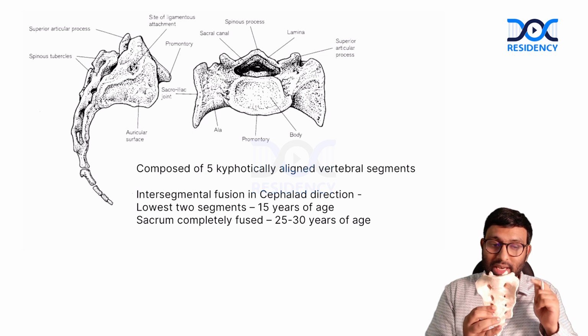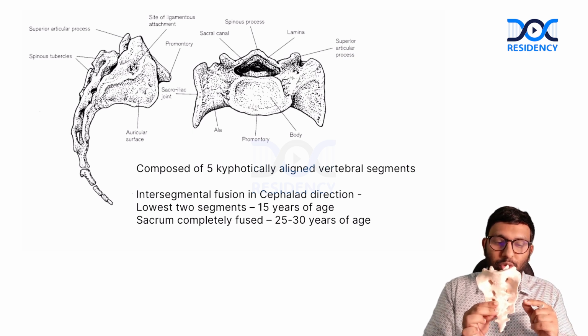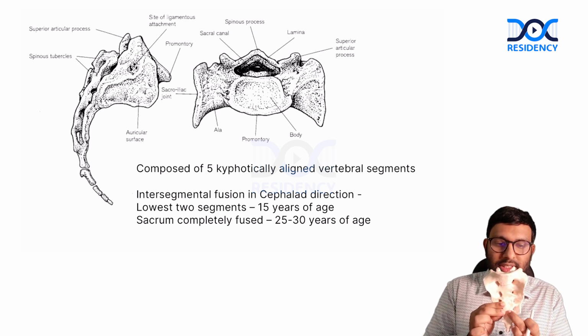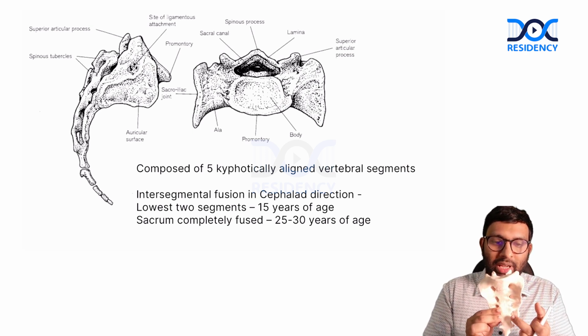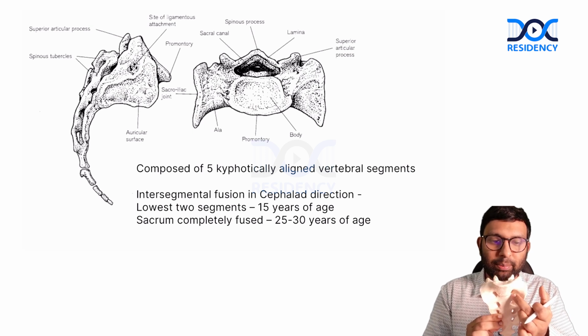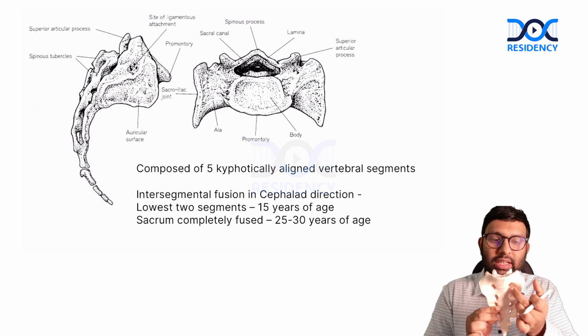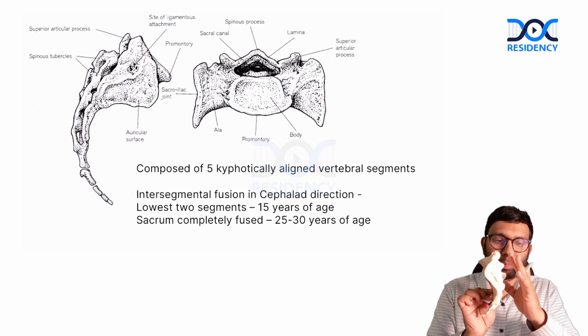And when do they fuse? That again is a very important question. So the fusion takes place from the lowermost segments, and then it goes more cephalad. So the first segments to fuse are these lower 2 areas. These lower 2 segments fuse at 15 years of age, and then slowly the next segment fuses, and then the next segment fuses, and by 25 to 30 years your sacrum is like this, completely fused together.